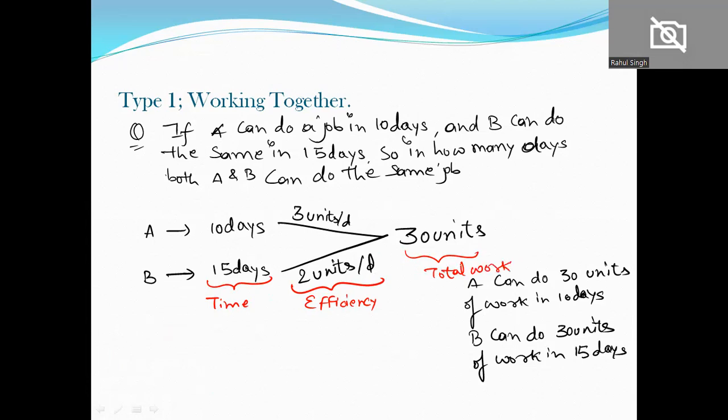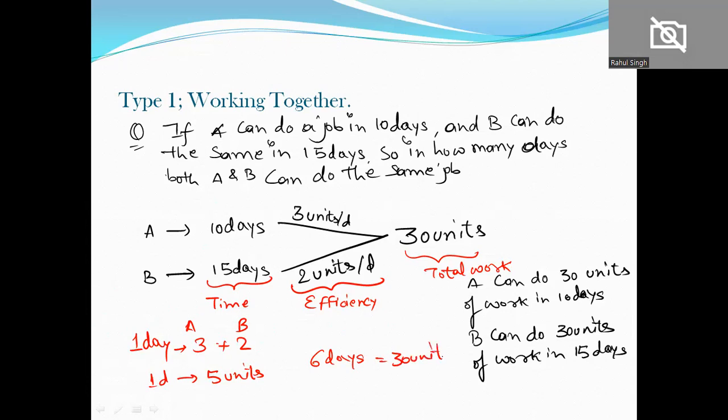Now, this is how they are doing the thing. The question is in how much time they can together do the job. So A will put up 3 units of work in one day. So one day में क्या scene होगा? A will put 3 units of work, B will put 2 units of work. Together they are doing 5 units of work in one day. If they can do 5 units of work in one day, then we can concretely say that they can do 30 units of work in 6 days.